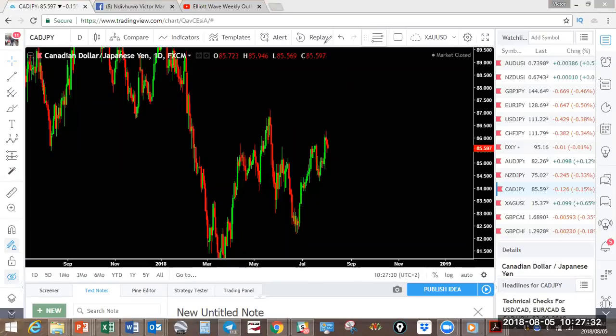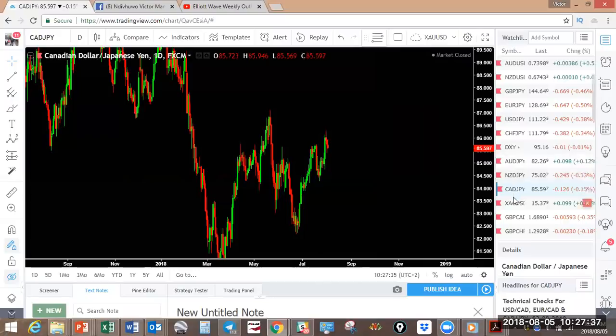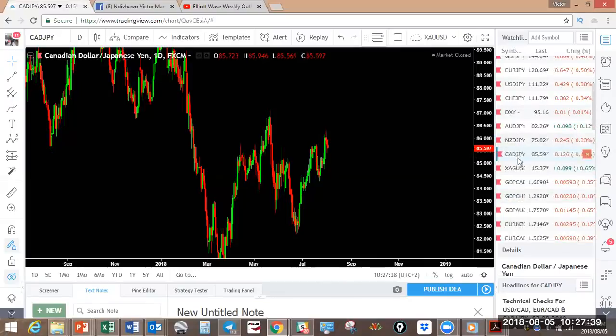Don't sell the impulses. Don't buy the impulses. Wait for them to give you clear structures. All right, so those are the yen pairs. Now let's do silver and gold.